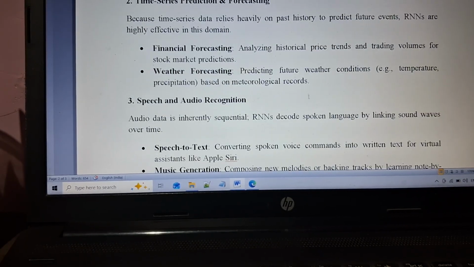Second application, time series prediction and forecasting. Weather forecasting is a part of it, because time series data relies heavily on past history. That means static data. To predict future events, recurrent neural networks are highly effective in this domain. Financial forecasting, analyzing historical price trends and trading volume for stock market predictions. Weather forecasting, predicting future weather conditions, temperature, precipitation based on meteorological records.